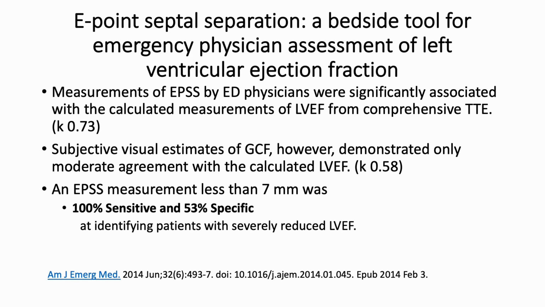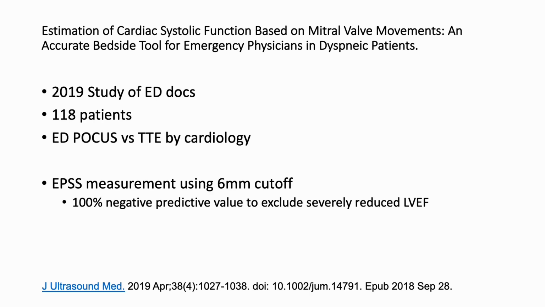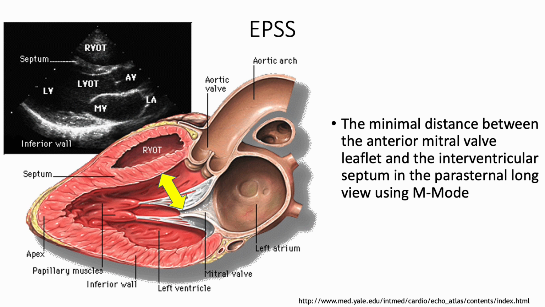So an EPS measurement of less than 7 millimeters is essentially 100% sensitive at ruling out significant heart failure. Another study done in 2019 showed that about 120 patients underwent ED evaluation of EPSS versus TTE, and again showed similar findings of a 6 millimeter cutoff showing 100% negative predictive value. So this is a really useful test to rule out heart failure. If you have abnormal values, you need to do more digging.